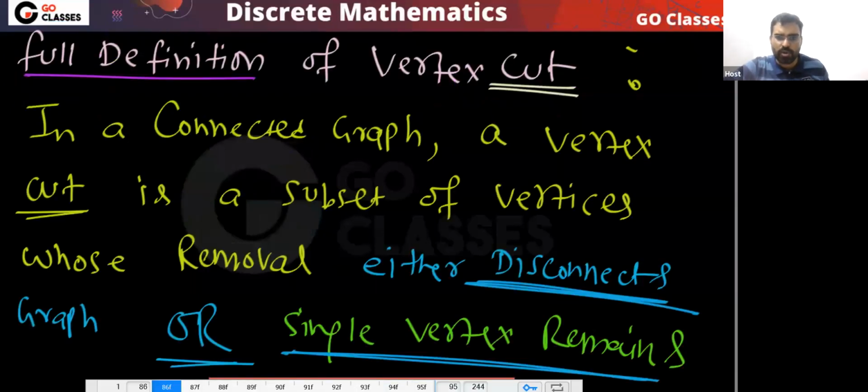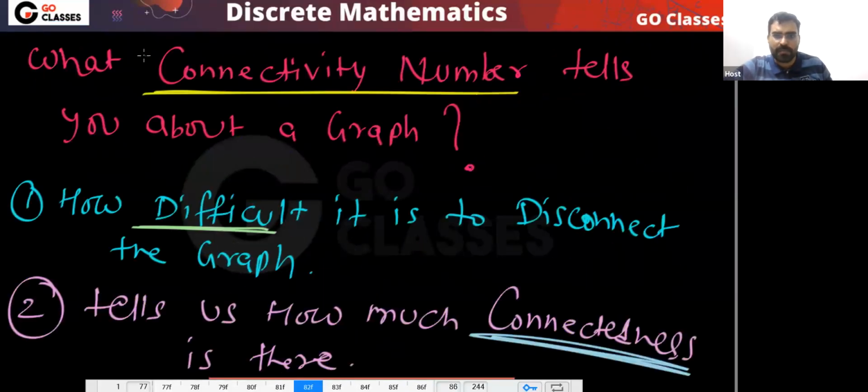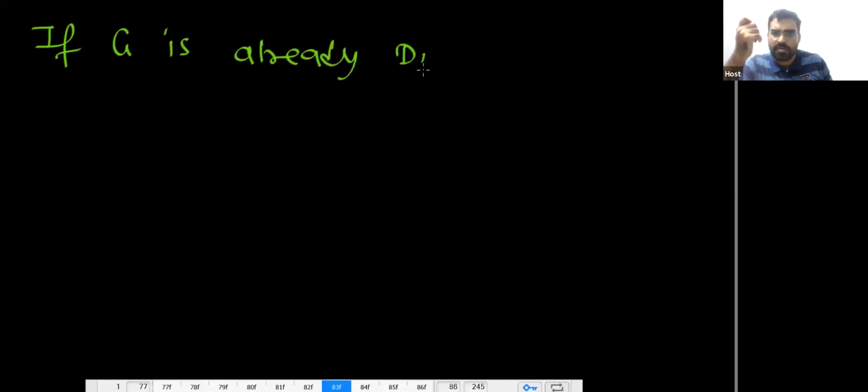One more thing. Remember I told you how easy it is to disconnect a graph. This connectivity number, kappa, tells you how easy it is to disconnect the graph. Then for a disconnected graph, if G is already disconnected, what should be the kappa number? If G is already disconnected, then the kappa number will be 0.